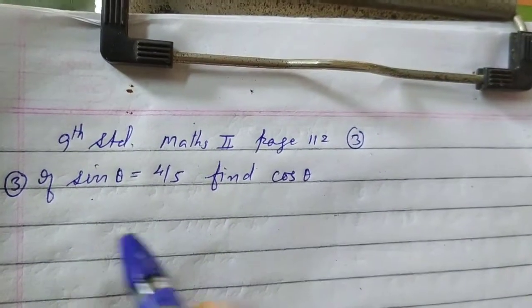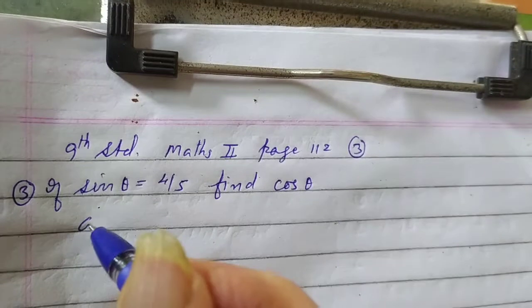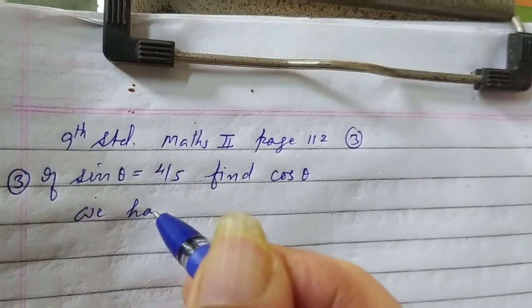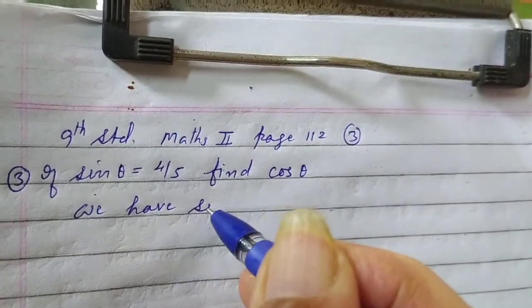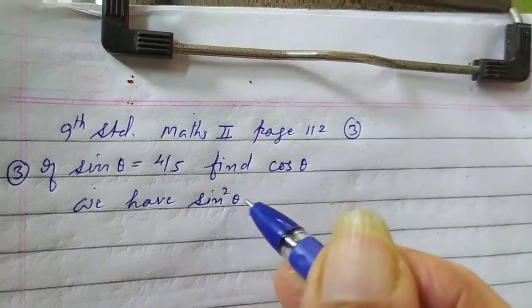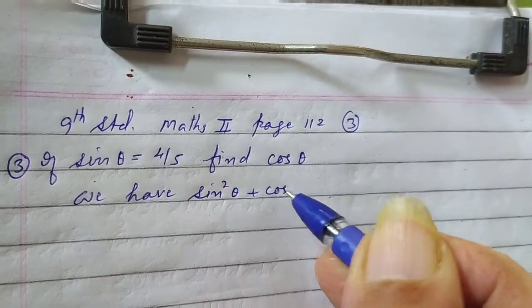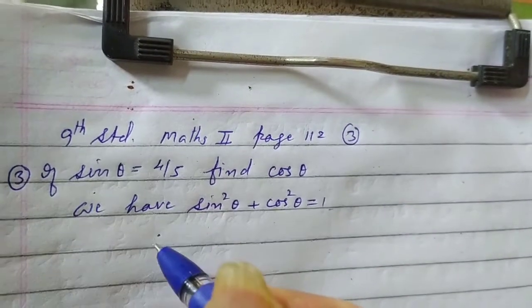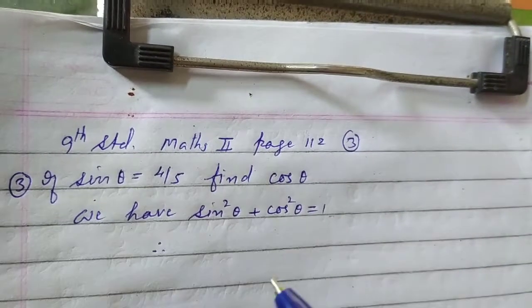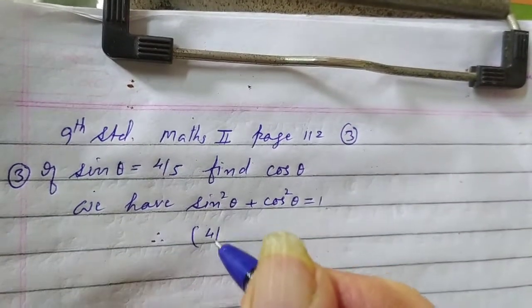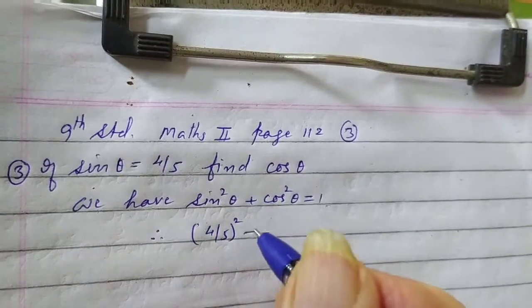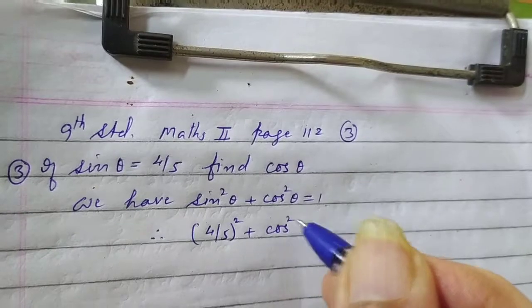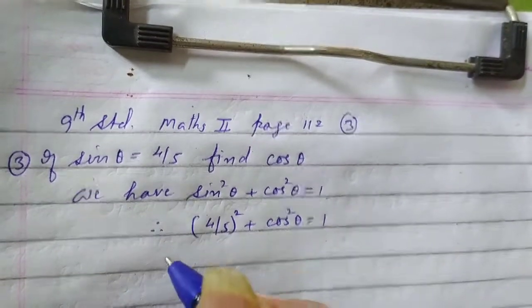One method is you can use the formula. We have sin square theta plus cos square theta is equal to 1. Therefore, value of sin theta is 4 upon 5. So (4 upon 5) square plus cos square theta is equal to 1.